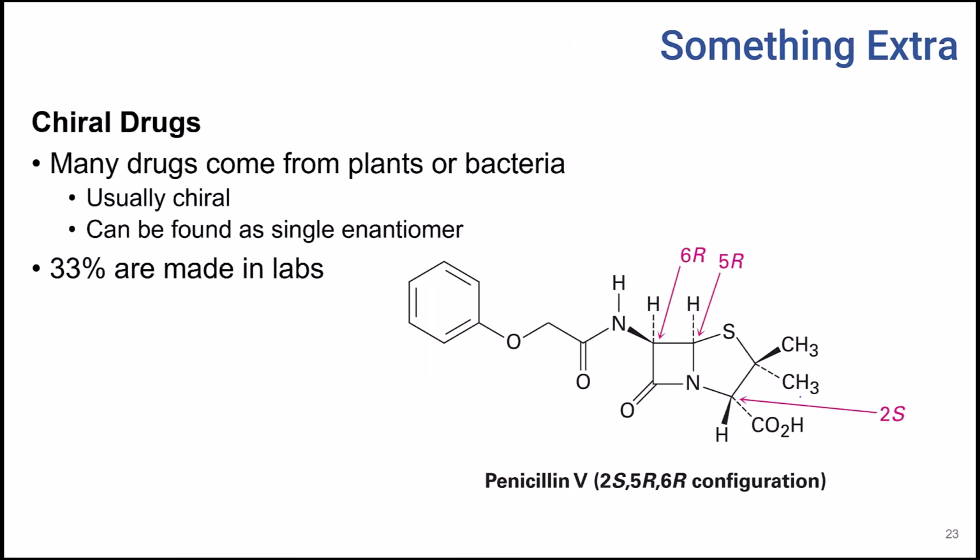We also have other chiral drugs that come from plants or bacteria. These are usually chiral and often in nature can be found as a single enantiomer. Only 33% of them are made in labs because it's very difficult to make chirality centers in the lab specifically and to actually separate them and get them on their own. So penicillin 5 has a 2S, 5R, 6R configuration. There's a lot of stereocenters that need to be made specifically in order to make penicillin 5. So this enantiomer is not something that's available in nature, but it can be made in the lab. However, it has no antibiotic activity.